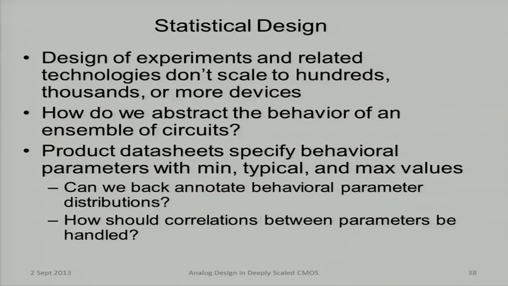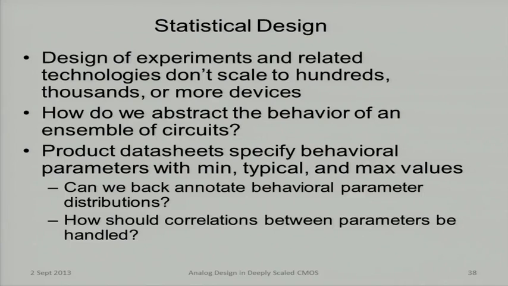And then there's statistical design. How do we abstract the behavior of an ensemble of circuits? You have to keep track of correlations in there. For example, if I'm laying devices out, and I have a source drain orientation sensitivity, that will systematically impact the way things work. And I don't want to treat those systematic correlations as uncorrelated. I'll get the wrong answer.